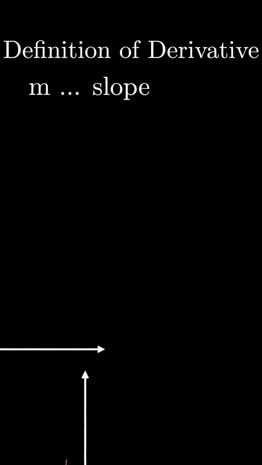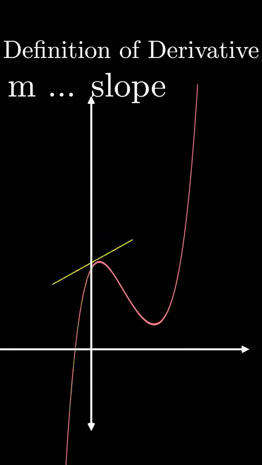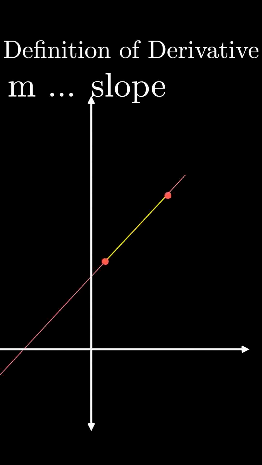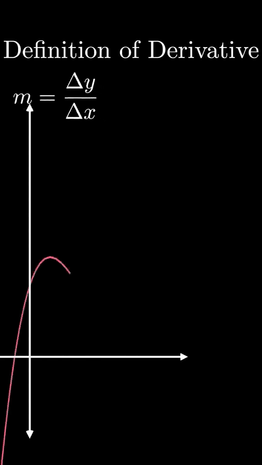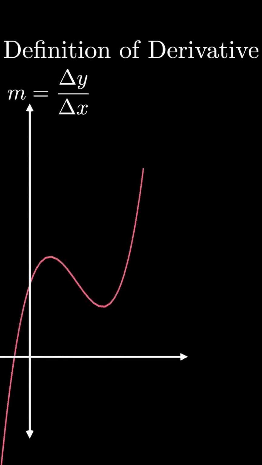What is a derivative? Slope describes the rate of change, or the steepness, of a function. For a linear function, when you have 2 points, it's simply delta y over delta x, the change in y over the change in x between the 2 points. But how do we find the slope of a more complicated function?